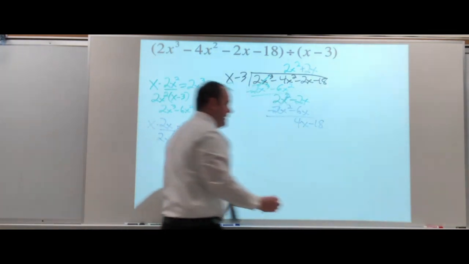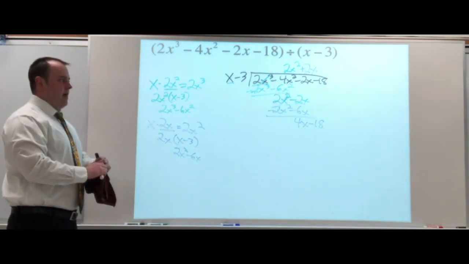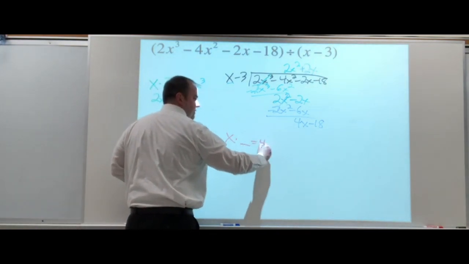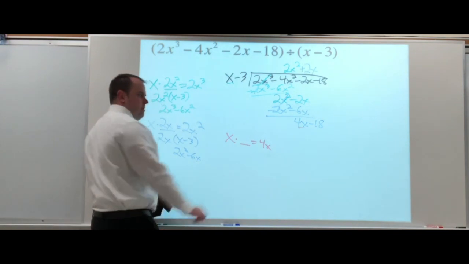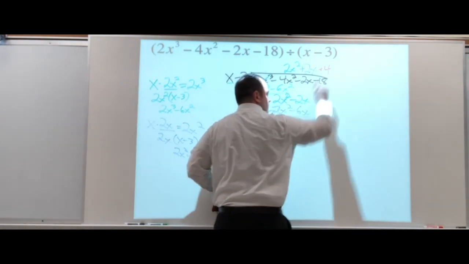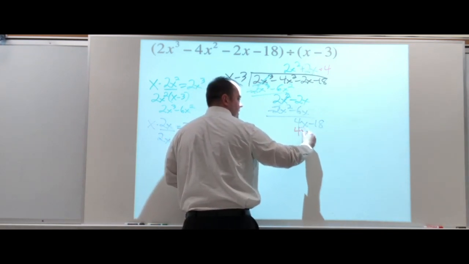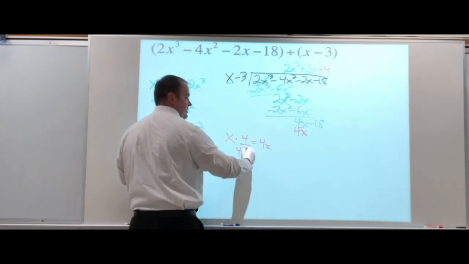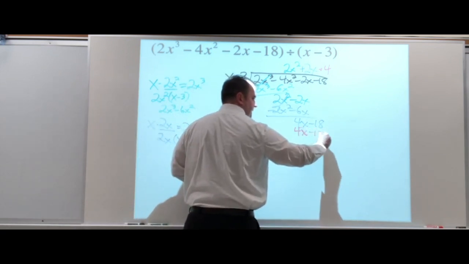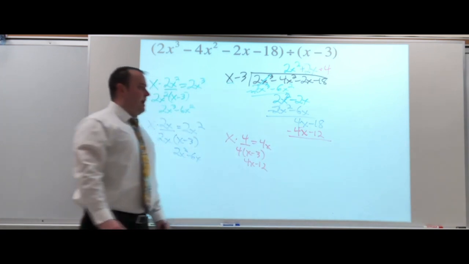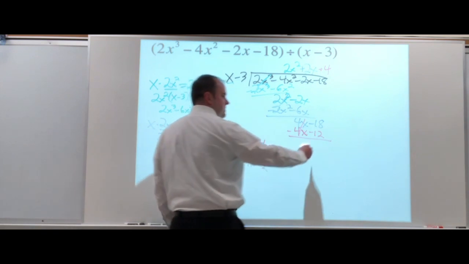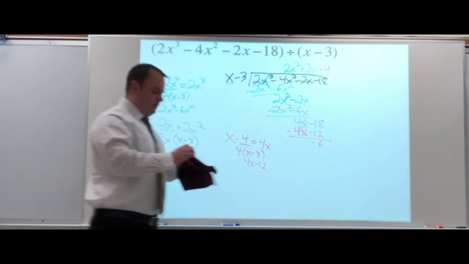The first example, we only had to do this setup 2 times. This time we have a third one to do. X times what gives me 4x? I'm always caring about that first term. X times 4 gives me 4x. Put the 4 here. Oh, let me do the work. I'm sorry, I tried to skip ahead there. 4x minus 12. And when doing this now, the 4x's cancel out, but this time negative 18 minus negative 12 gives me negative 6. Okay, so this time we have a remainder.